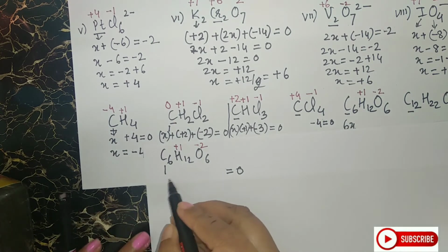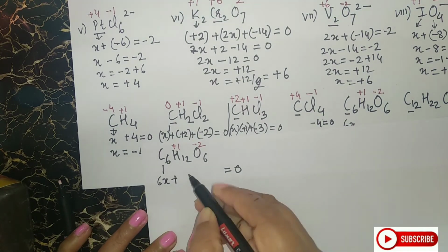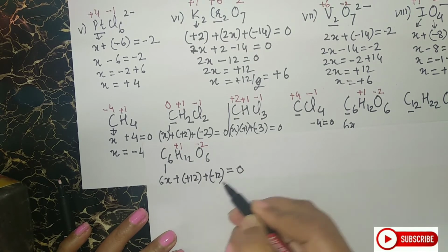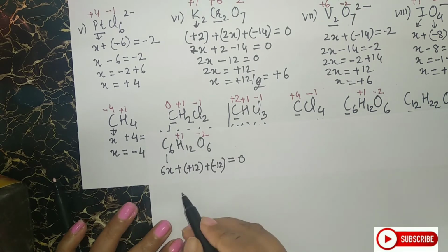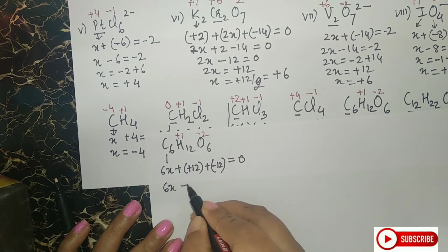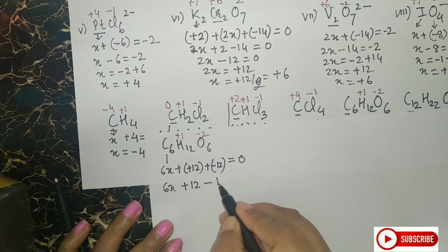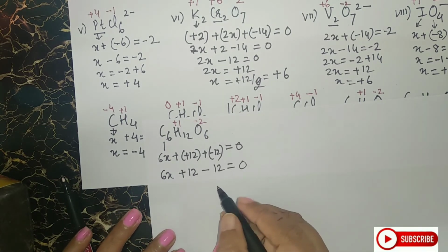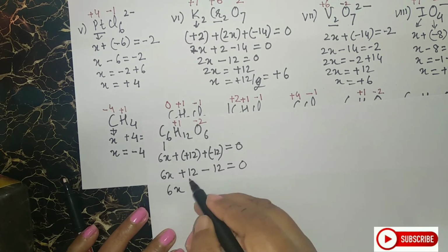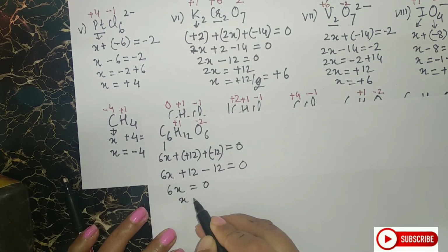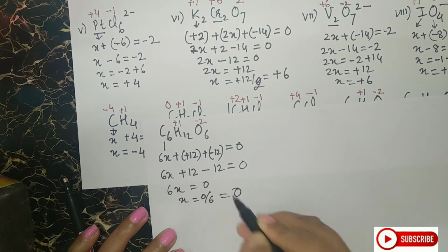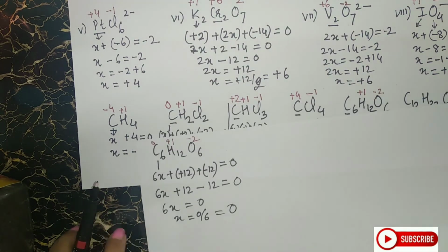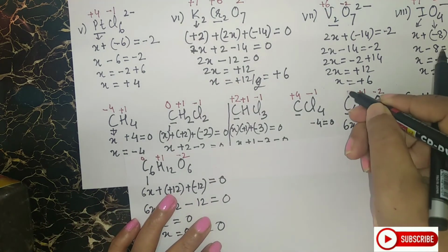So here the carbon will be 6X plus 12 plus -12. If you see this, student, 6 times 2 is 12. So this will be 6X plus 12 minus 12 is equal to 0. Right, students? Now let us continue this. So this will be 6X, this and this will get cancelled, is equal to 0. X is equal to 0. What is the oxidation state of carbon here? It is 0. Next, let us move on to the next molecule. So I am marking here as 0.